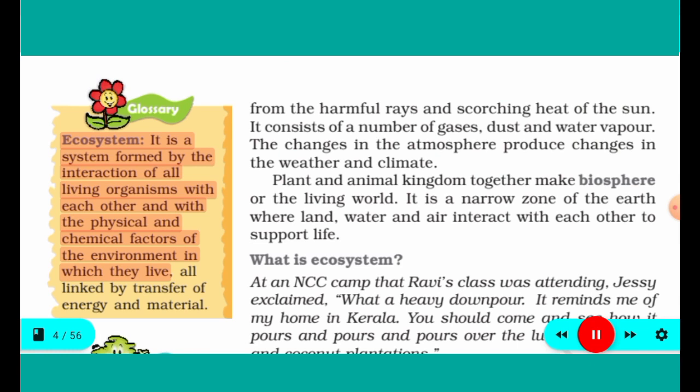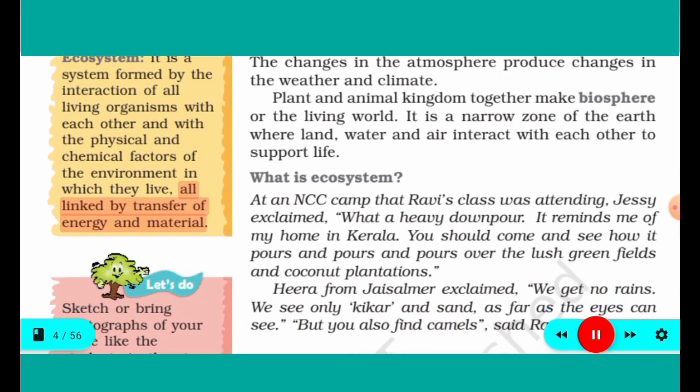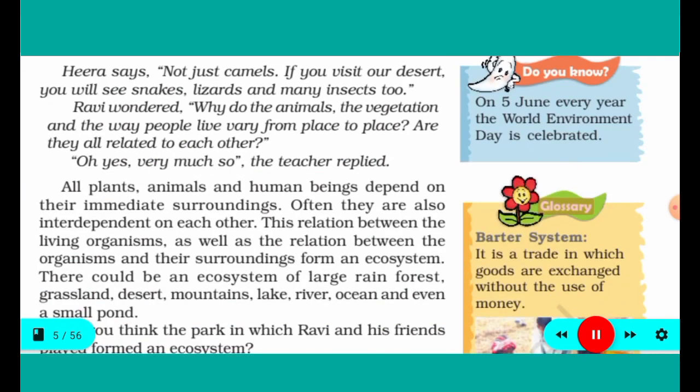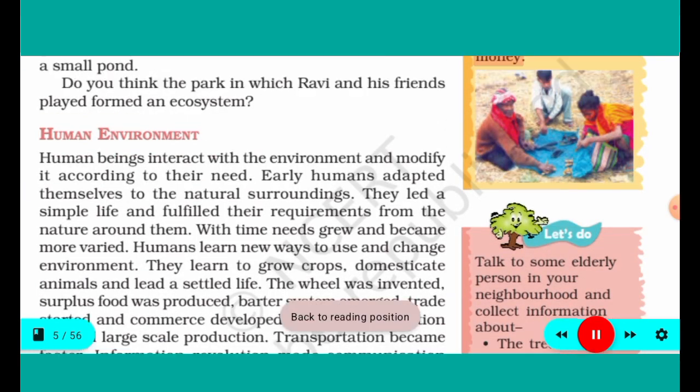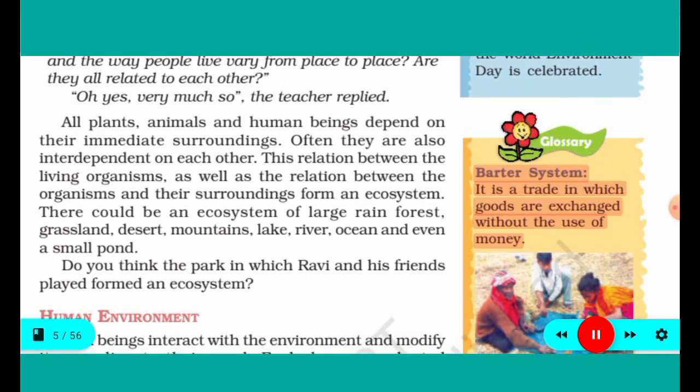Ecosystem: it is a system formed by the interaction of all living organisms with each other and with the physical and chemical factors of the environment in which they live, all linked by transfer of energy and material. Glossary. Barter system: it is a trade in which goods are exchanged without the use of money.